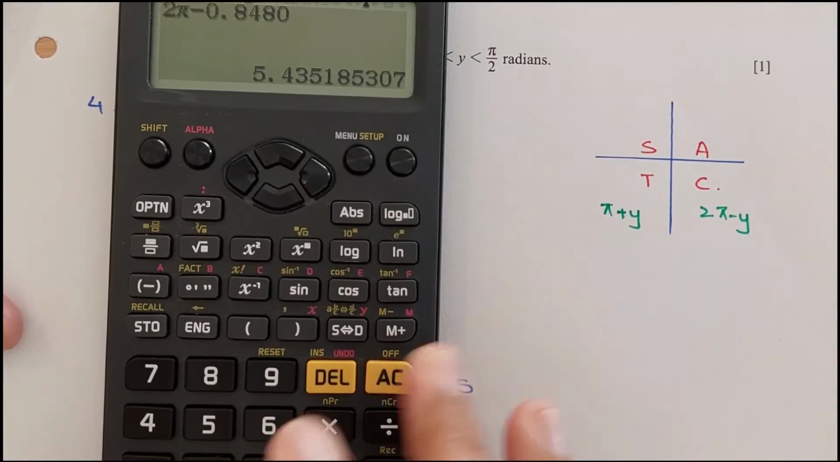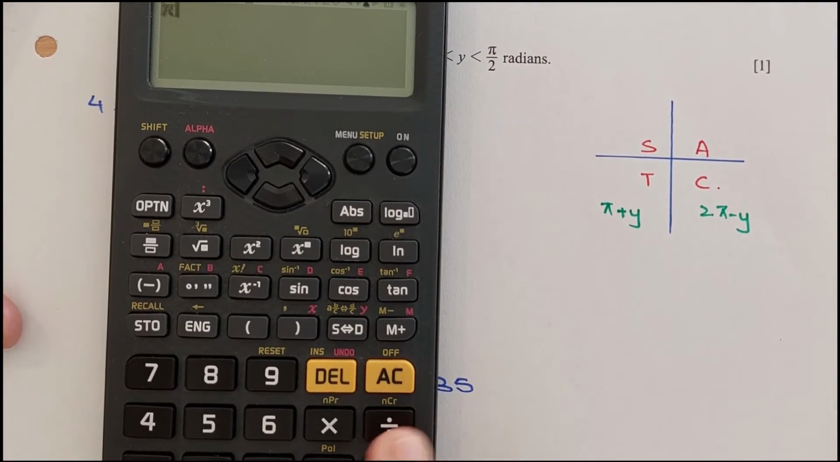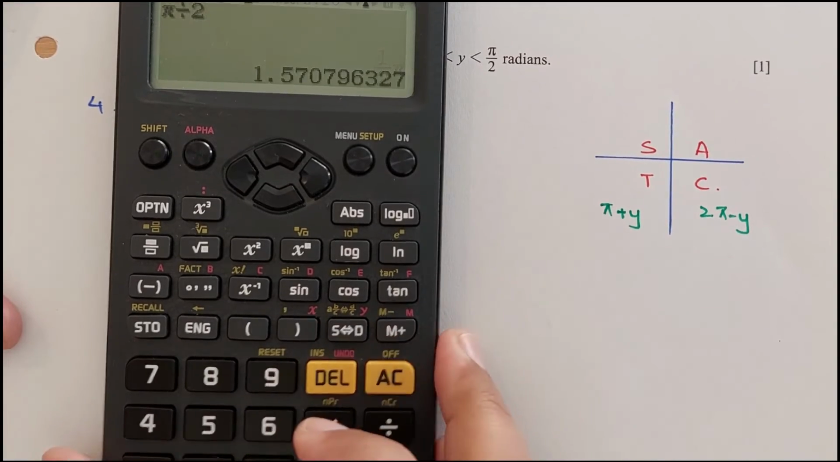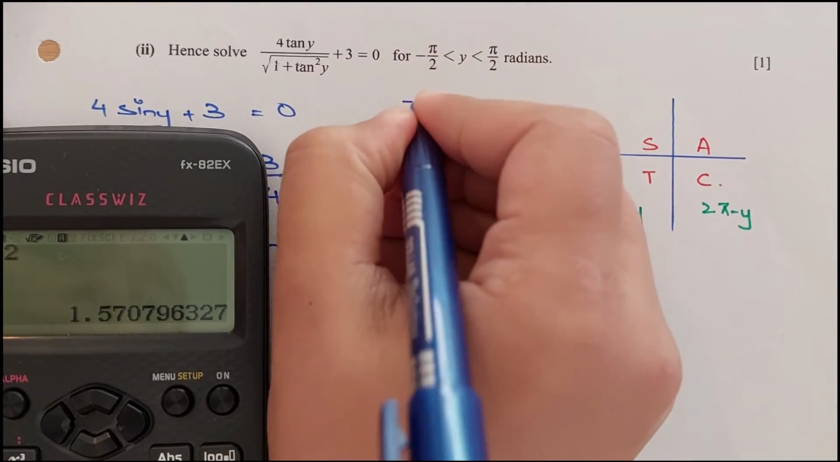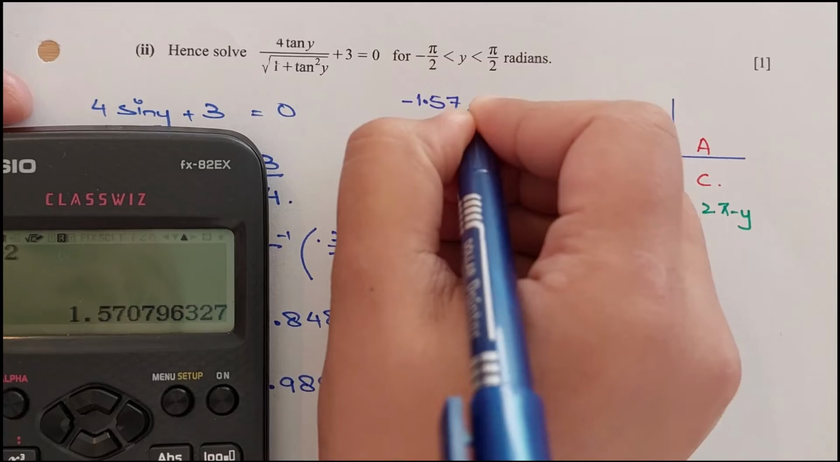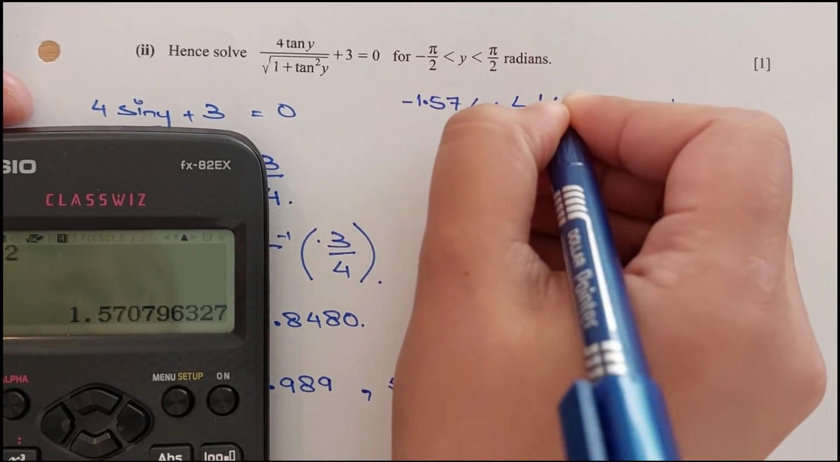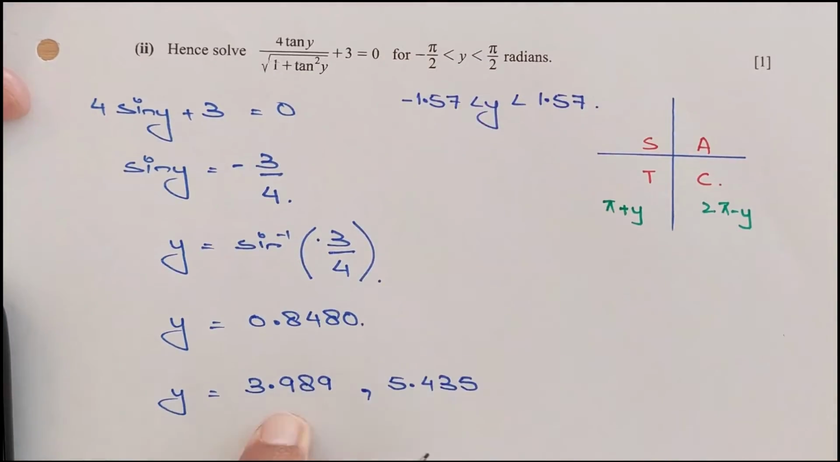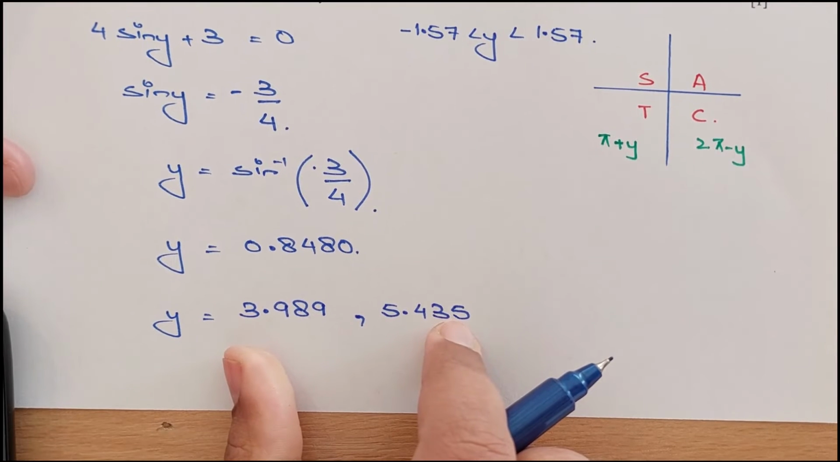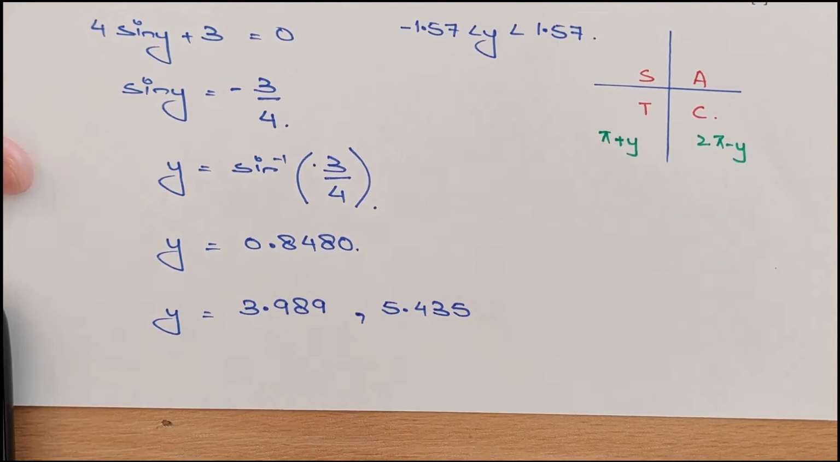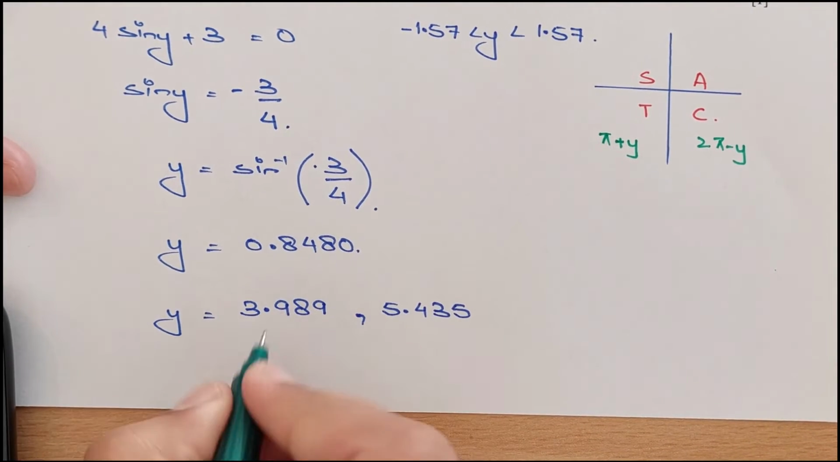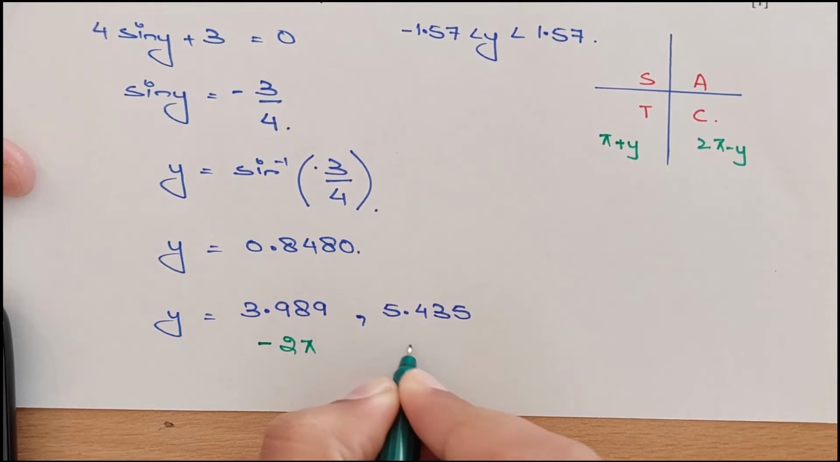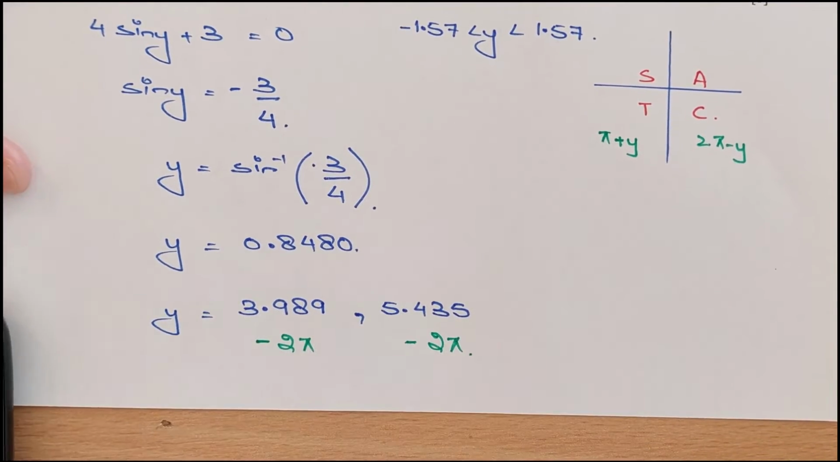to plus pi by 2. So what is pi by 2? This is 1.57. So between minus 1.57 is less than y is less than 1.57, right? And both values do not belong to the domain. So what we have to do, we need to reduce the value. So how can we reduce? We need to subtract 2 pi from both values, right?